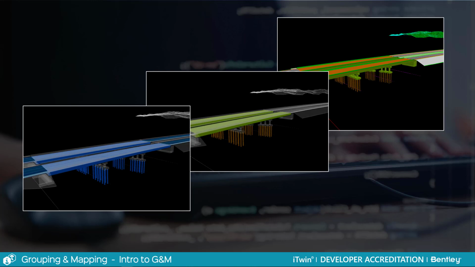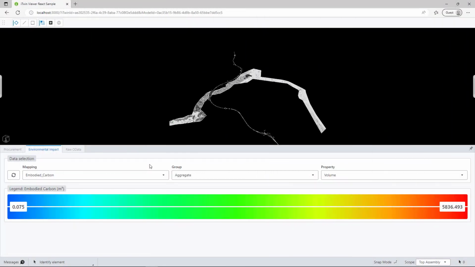Let's move over to the application and look at it live. In the bottom UI, we have a gradient legend. This shows the color that will be applied to the element based on their volume. Blue colors have less volume, starting with such a small amount. Green colors are in the middle, and red colors have the largest volume.